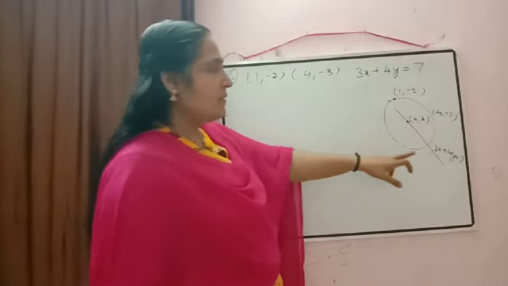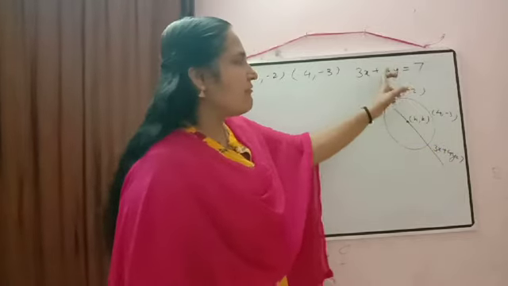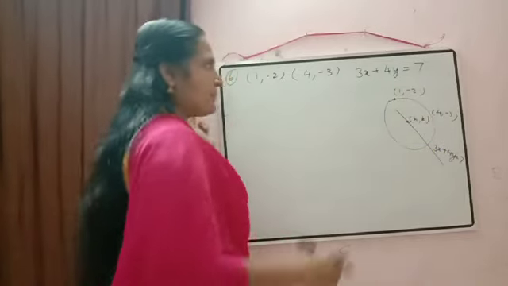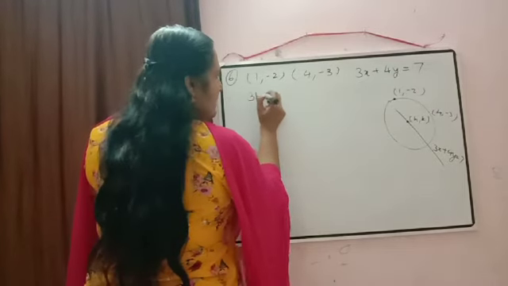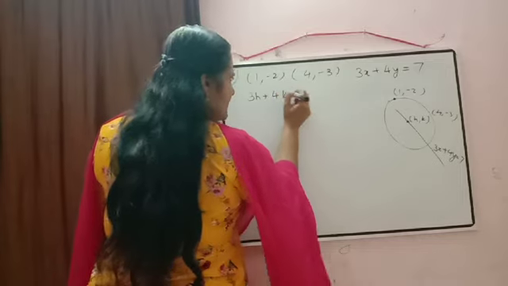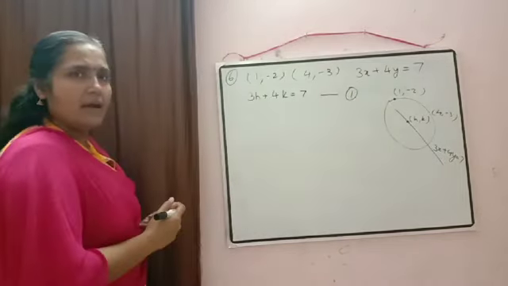Then what we will do? In place of x we will substitute h and in place of y we will substitute k. Then our first equation will come. So what will be our first equation? 3h plus 4k is equal to 7. Make it equation number 1.